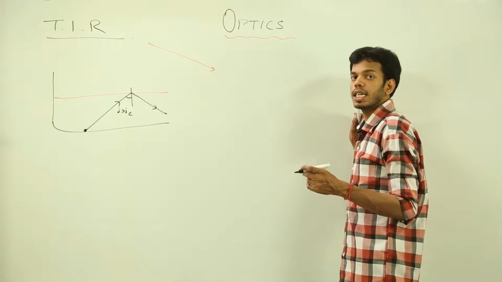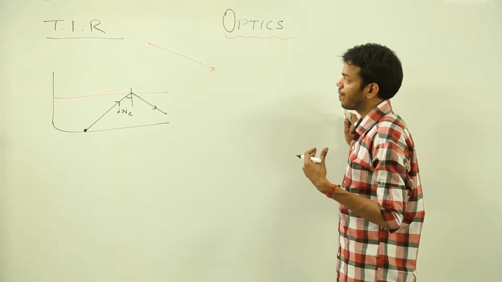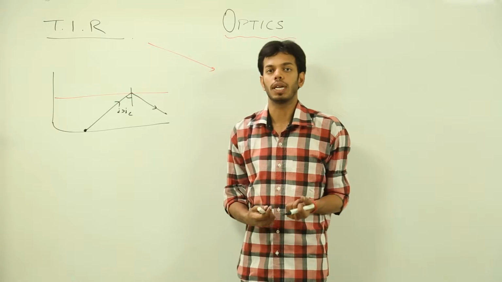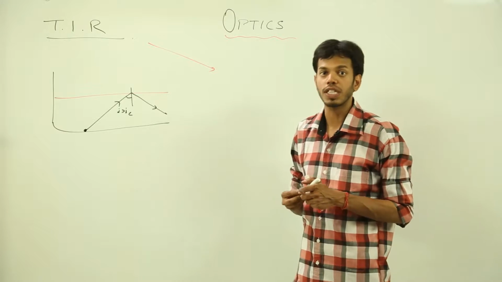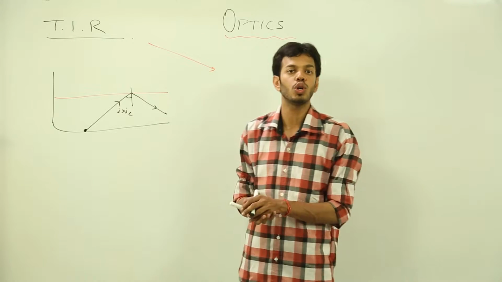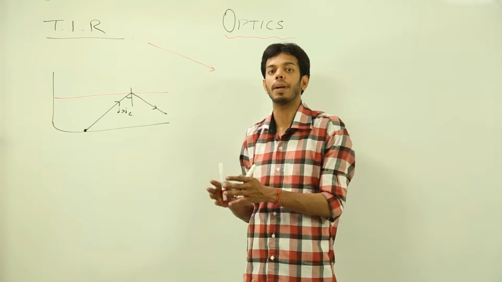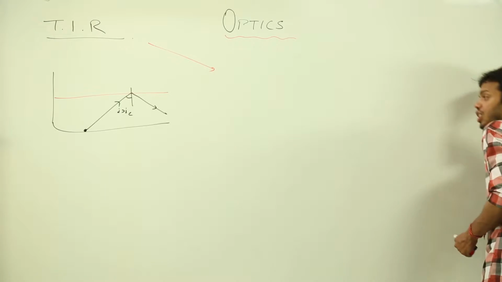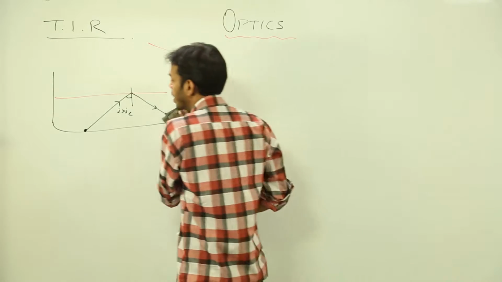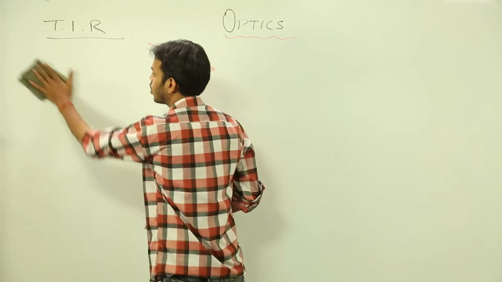The other thing is the naturally occurring phenomena related with total internal reflection. There are certain phenomena which happen in nature, but we do not take control of them, we do not make them happen, they happen automatically because of certain environmental conditions developed in nature. So let's go through them first.